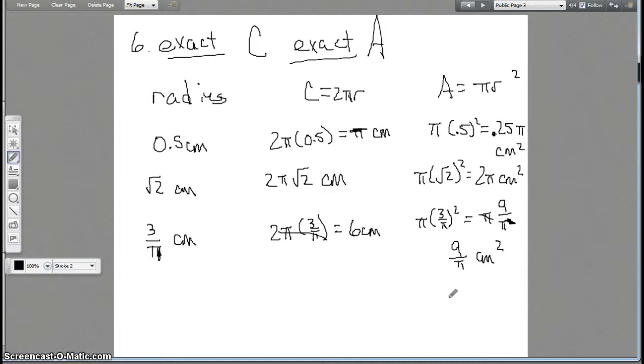So the problem that you have is just like this. You have to find the exact circumference and area of a circle given various different radii. Make sure that you remember to put centimeters or inches on your circumference and centimeters squared or inches squared on your area, depending on what units you're given. Actually, they're all centimeters. Okay, so that was number 6. It is just like number 13 that I assigned as homework.